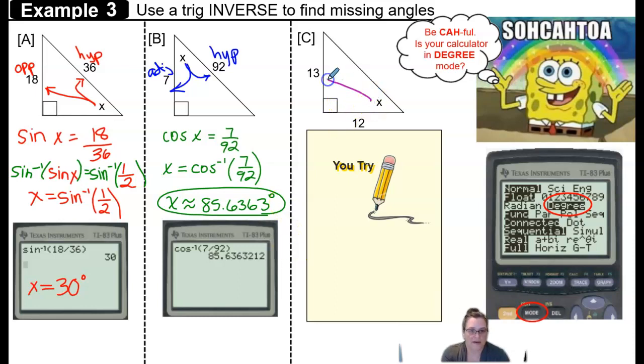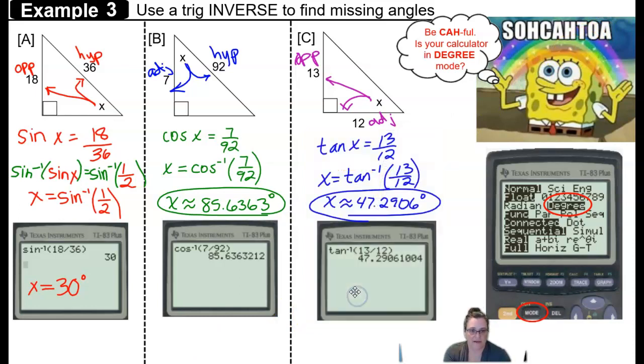Okay, then in example C, we're given the side opposite of the angle x, which is 13, and that's an O, opposite. And we're given the side adjacent to the x, which is 12. The ratio for opposite over adjacent is TOA, tangent is opposite over adjacent. So the tangent of angle x is equal to 13, the opposite side, over 12, the adjacent side.